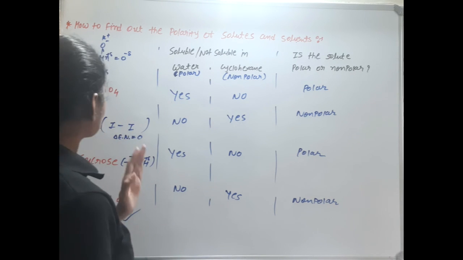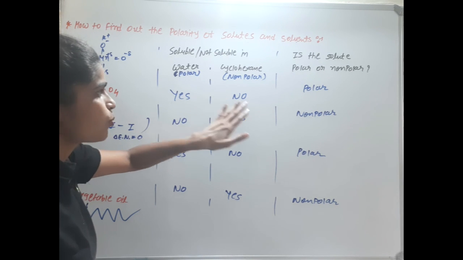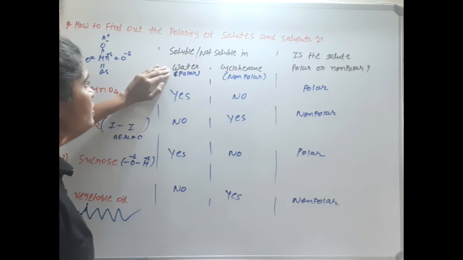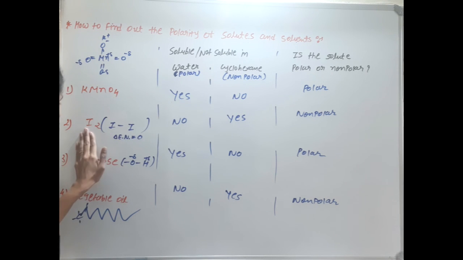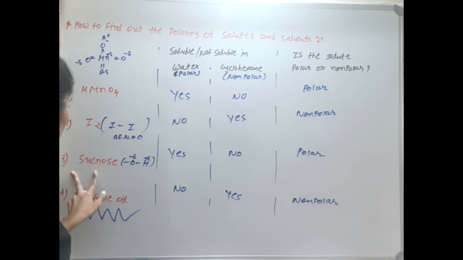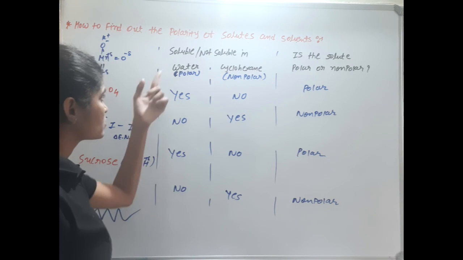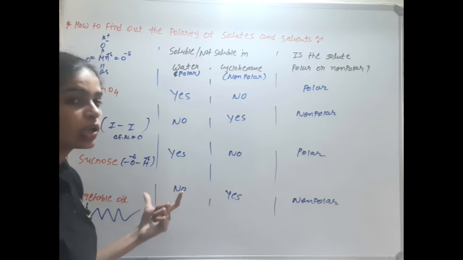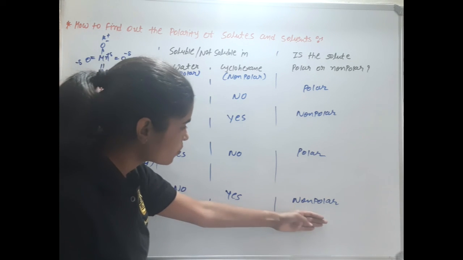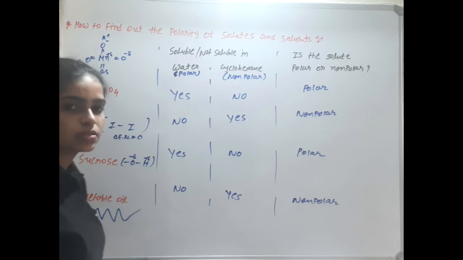So that's where we find out that KMnO4 is polar, so KMnO4 dissolves in water. I2 is non-polar, so non-polar dissolves in non-polar. Sucrose is polar, so this polar dissolves in polar, which is water. And vegetable oil is non-polar, so it dissolves in cyclohexane and does not dissolve in water.